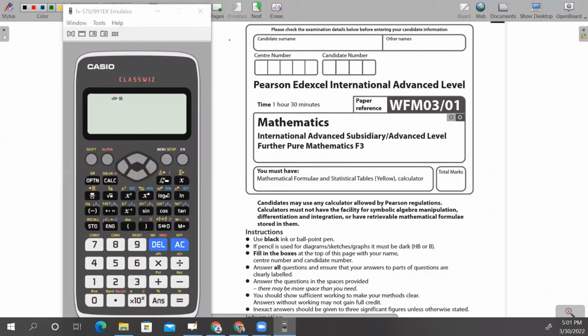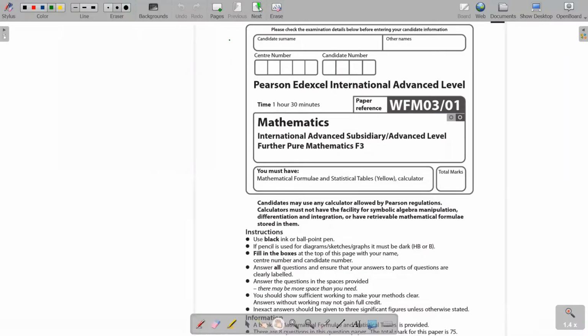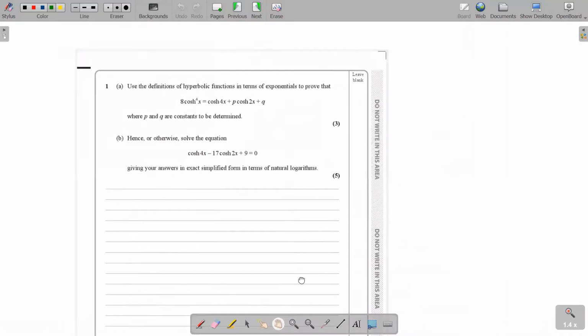Hi everyone. So today we will discuss the Further Pure Mathematics paper 3 F3 January 2022 paper. Let's start with question number 1.